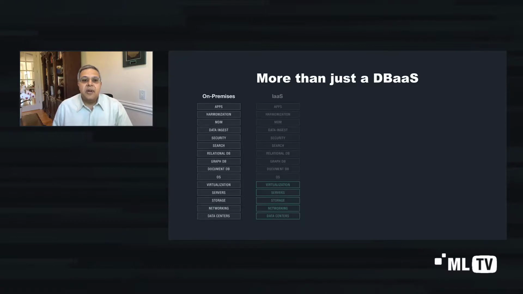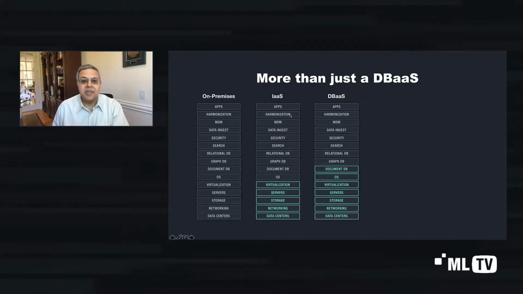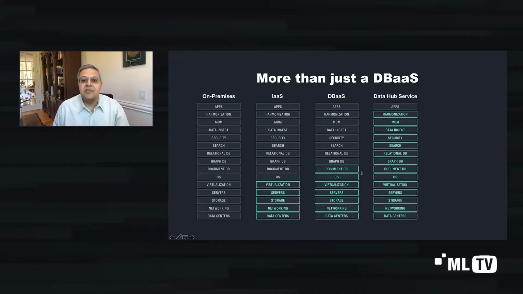A little bit more, the MarkLogic Data Hub is a lot more than just a database as a service, right? On the left-hand side, if you're building something on-prem, you have to take care of all of these different functions. Once you go to an infrastructure as a service like AWS and get virtual machines from them, or Azure, then they take care of the bottom 5 pieces of the stack. You can also get a database as a service, and that helps you get the OS being managed and the database being managed. But the MarkLogic Data Hub service gives you a lot more than that.